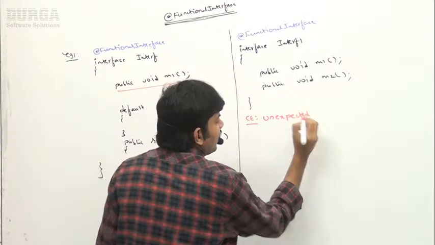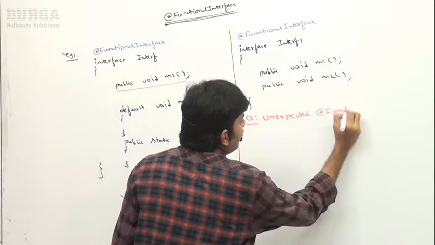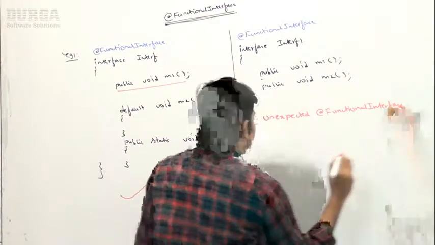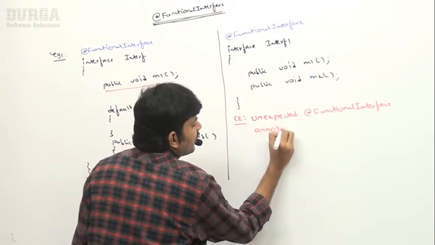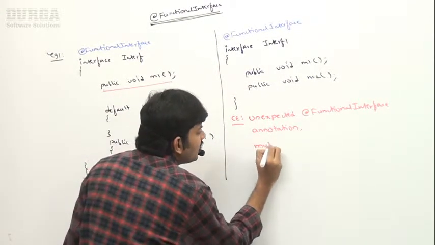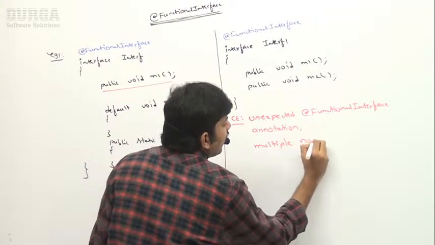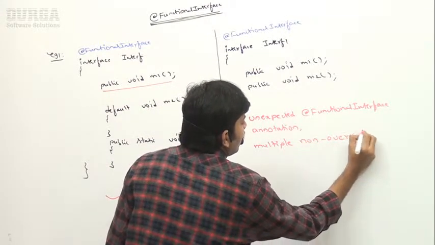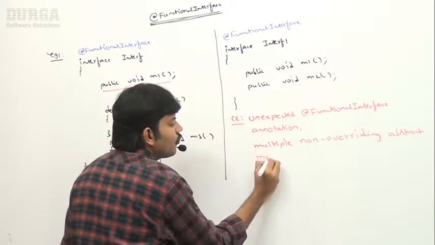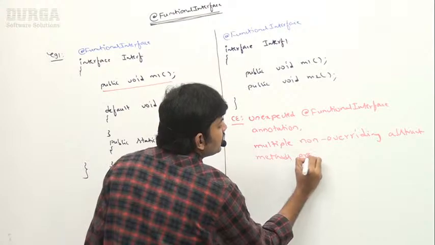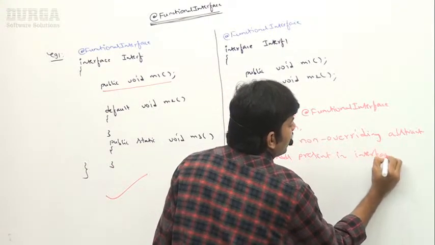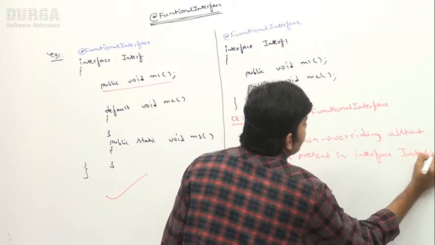Unexpected @FunctionalInterface annotation. Okay, next: multiple non-overriding abstract methods present in interface Interf1.